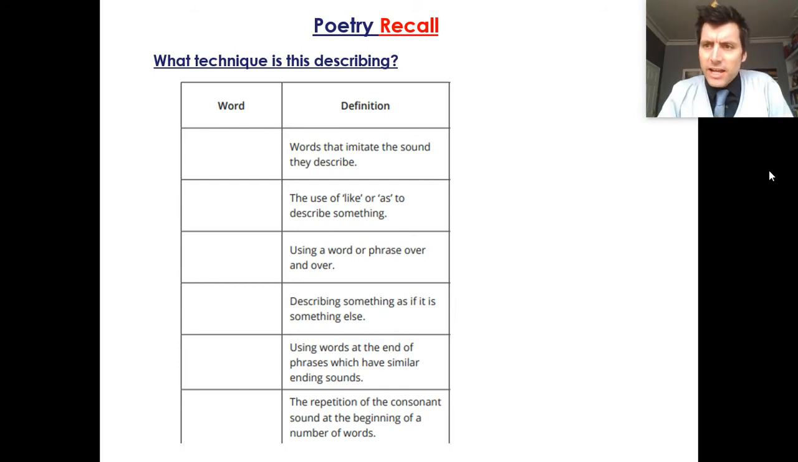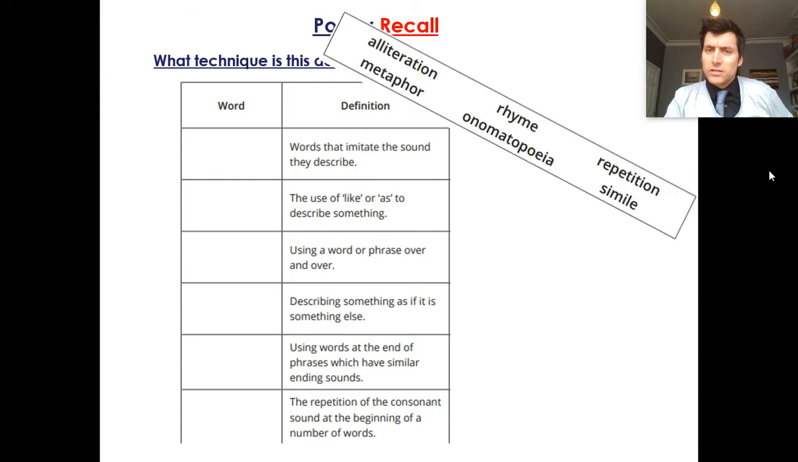So that's that figurative language we looked at when we were writing our Gothic fiction earlier in the year. Where we use a phrase or a word over and over. Where we describe something as if it is something else. Where we use words at the end of phrases when they've got similar sounds. And then the repetition of the consonant at the beginning of words. See if any of those match. What do you reckon? Shout them out if you think you know.